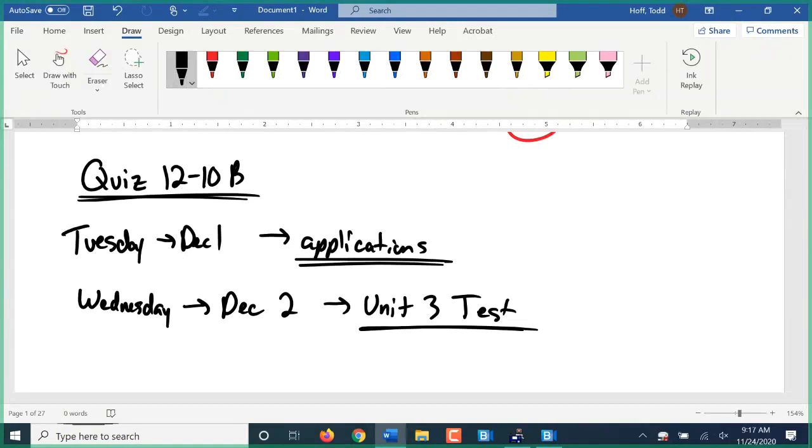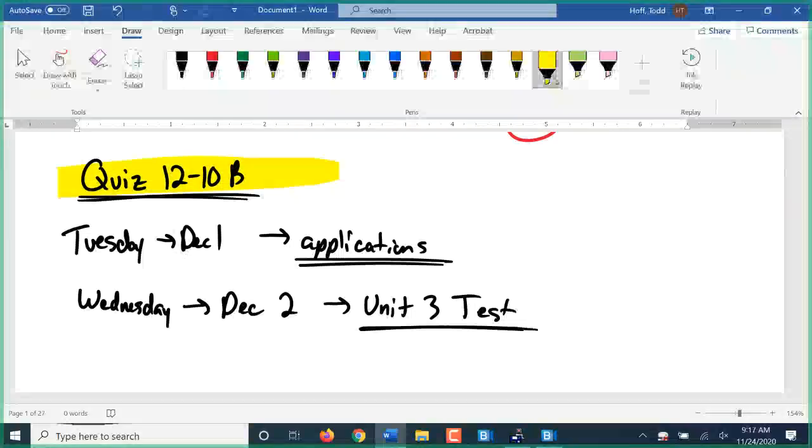So just so you are prepared for today, Quiz 12-10B is all you have to do between now and Monday. Any questions?